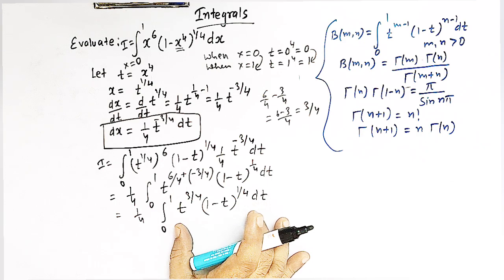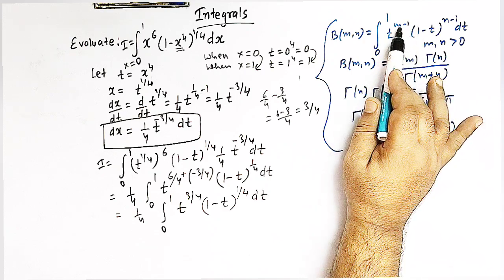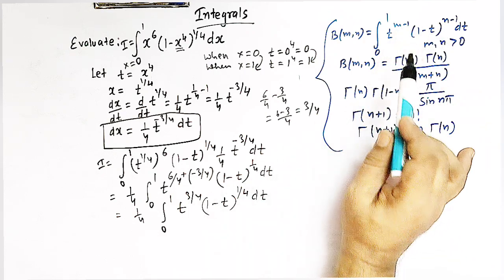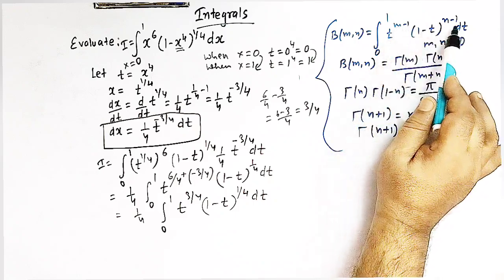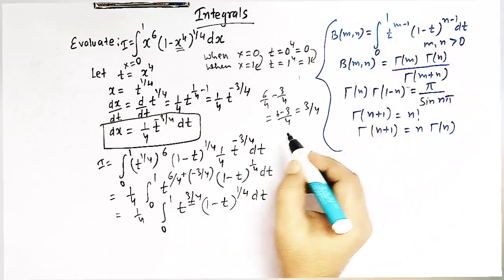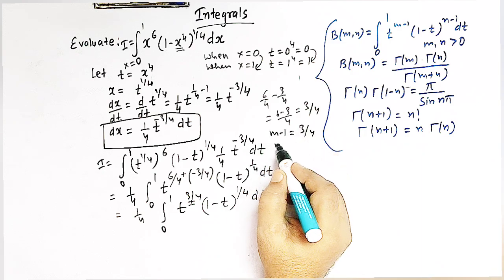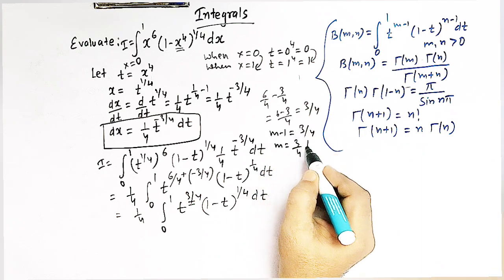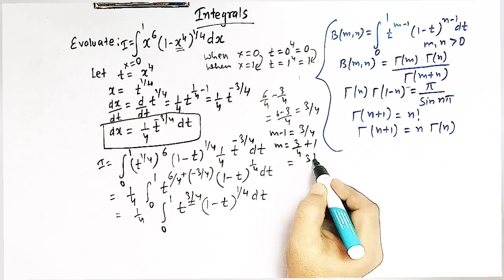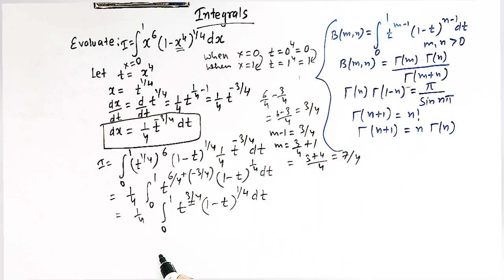Now we can see that this integral is similar to the beta function integral, except the powers should be expressed as m minus 1 and n minus 1. Here we have 3 by 4, so m minus 1 can be written as 3 by 4, so m is 3 by 4 plus 1, that is 3 plus 4 over 4, that is 7 by 4, right?